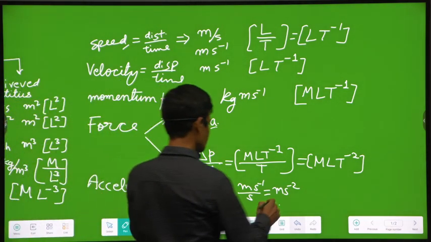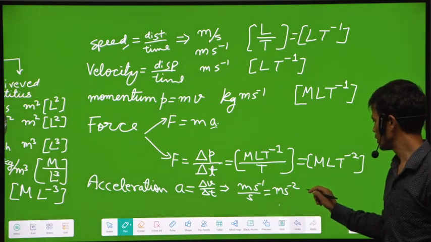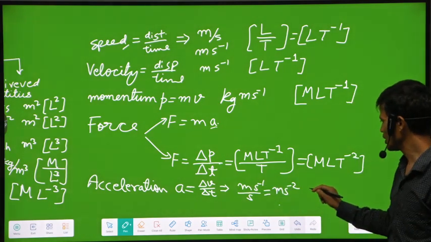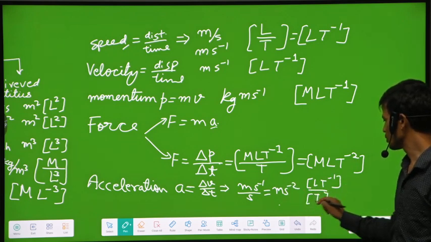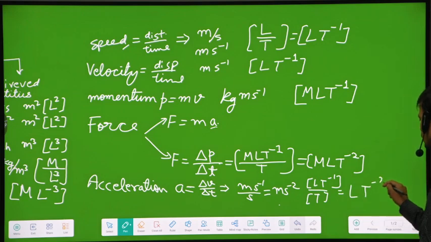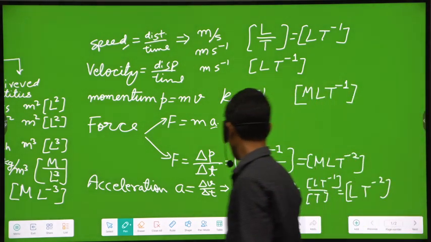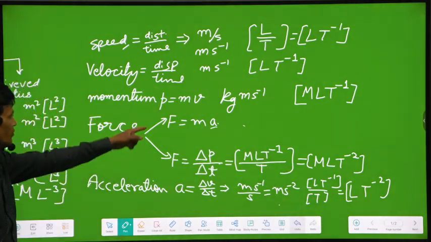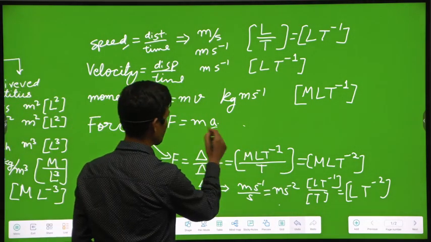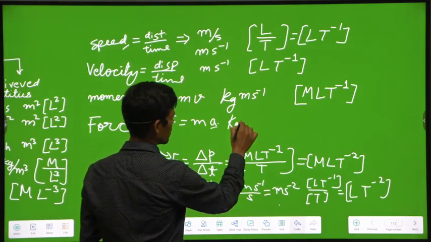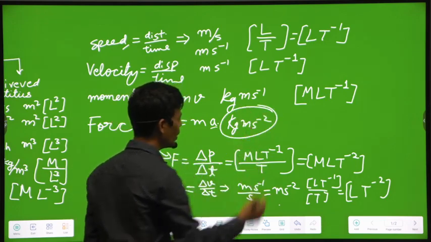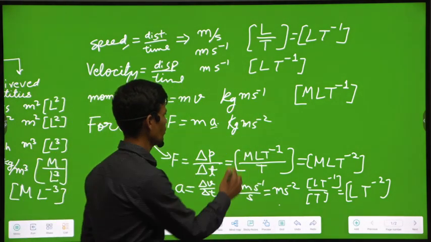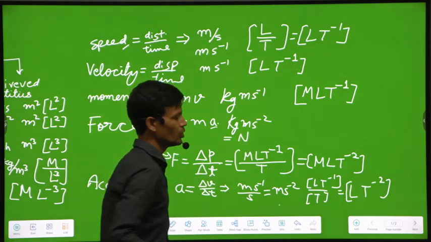Okay, moving on. And its dimension. So its dimension will be the dimension of velocity, LT minus 1, divided by T. So finally it is LT minus 2. Okay, and we can directly use it here. F equal to ma, SI unit will be mass, that is kg, acceleration meter per second square, and this whole bulky thing we can replace with Newton.